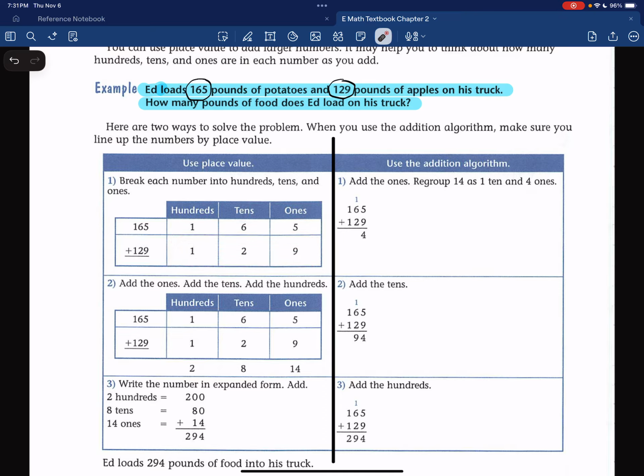And then we will add the ones column. So 9 and 5 is 14. Then 6 and 2, that's 8. And then 1 and 1 is 2. Then we have to turn that number into expanded form. So we have 2 hundreds, we have 8 tens, and we have 14 ones. And that gets added to be 294. So that is one way you can do it.